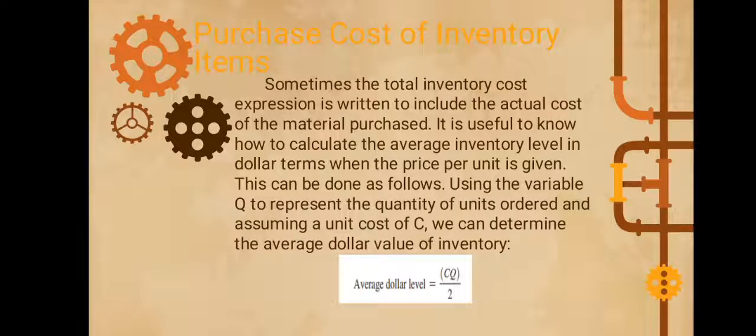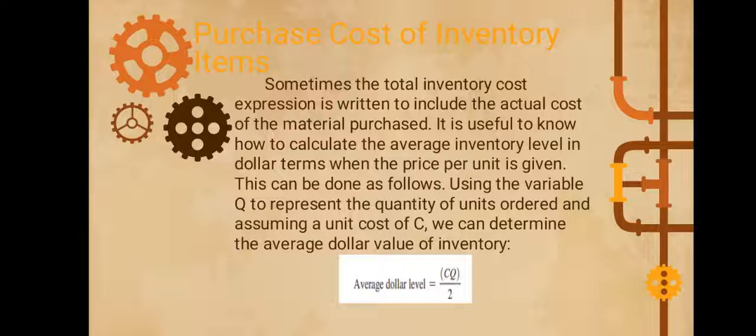Purchase cost of inventory items. Sometimes the total inventory cost expression is written to include the actual cost of material purchased. It is useful to know how to calculate the average inventory level in dollar terms when the price per unit is given. This can be done as follows.